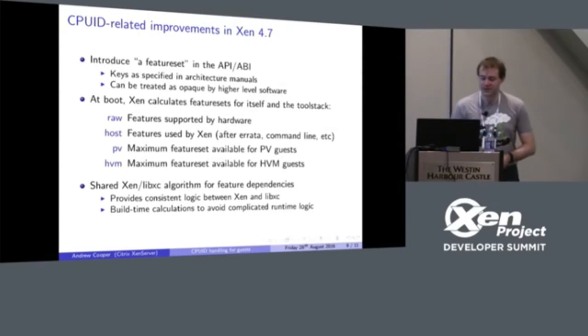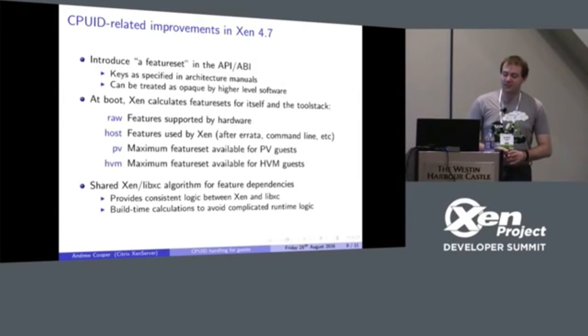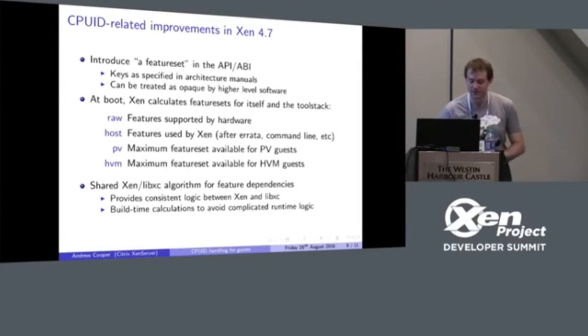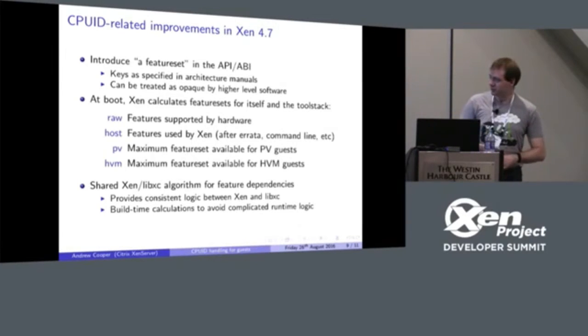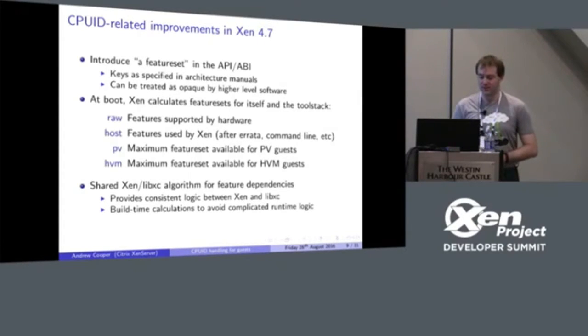The final thing that's there is a bit of Python that writes some C, because we all love stuff like that. There's an algorithm for generating feature dependencies and the code to do that with. In particular, there are some build time calculations, which is great because it turns the runtime logic into O(1), which is great in the middle of the hypervisor. And it's shared logic between Xen and the tool stack, so there's a consistent view in either part.